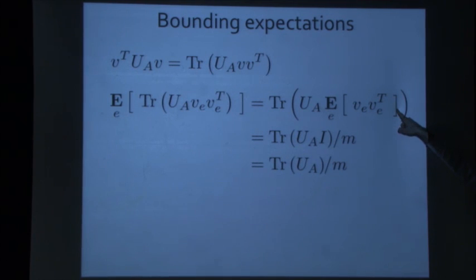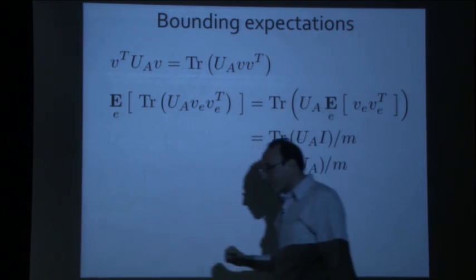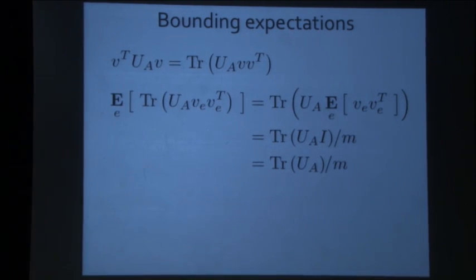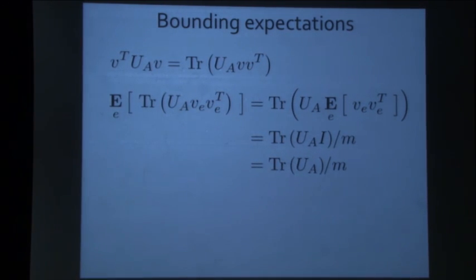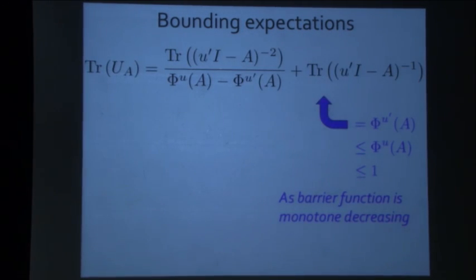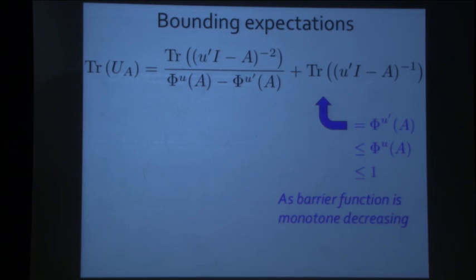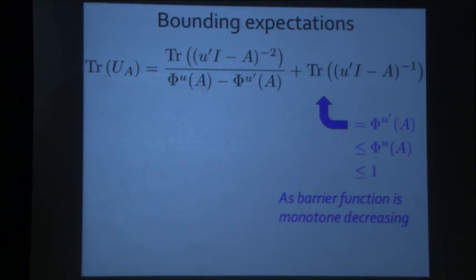So the expected quadratic form value for the upper bound really is just the trace of the upper barrier function divided by M. So getting the expected quadratic form is easy. And now let me put back the expression that we had for the upper barrier function. Let me just look at its trace.